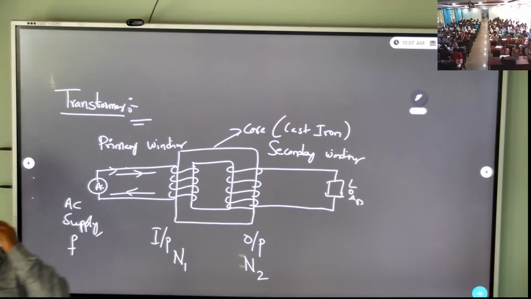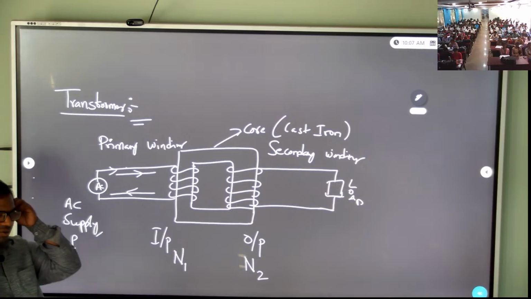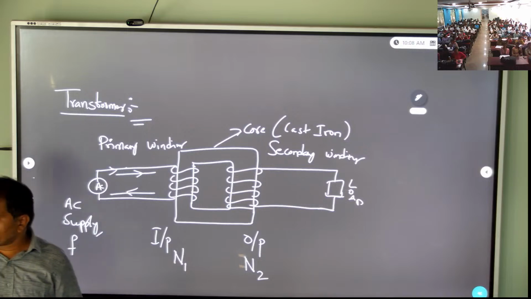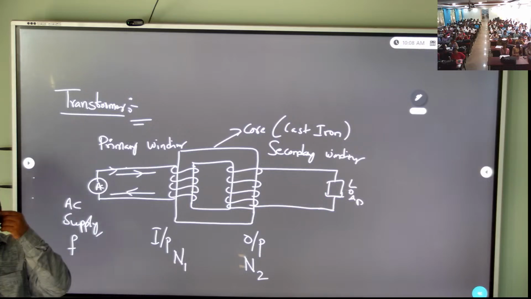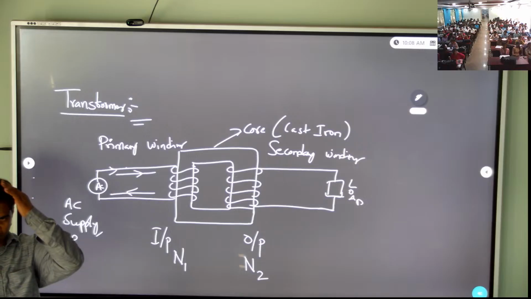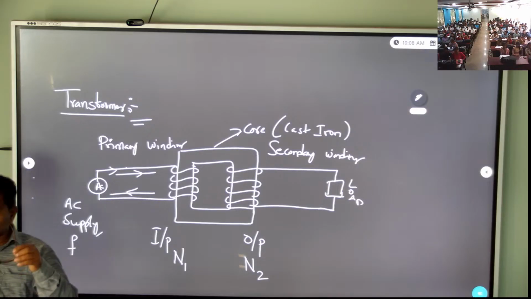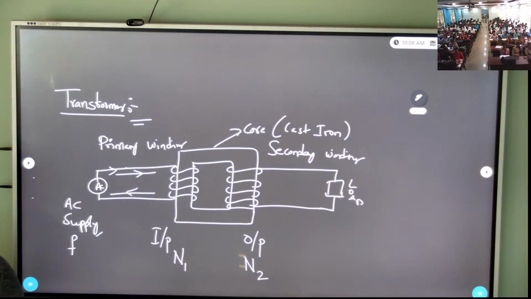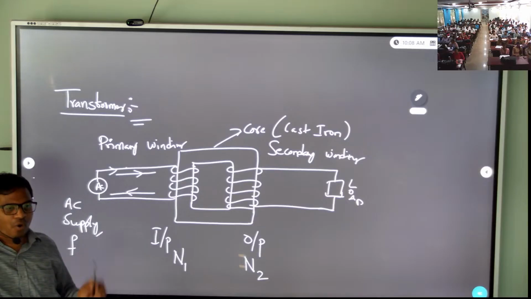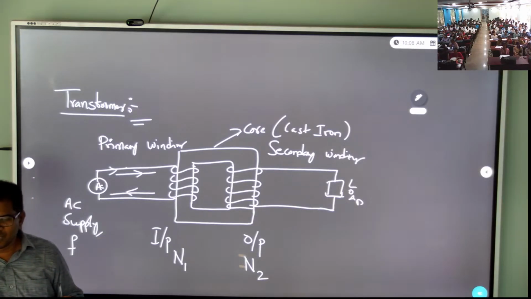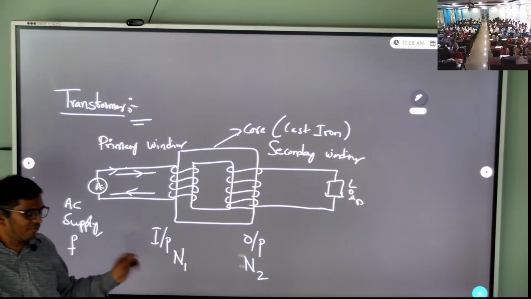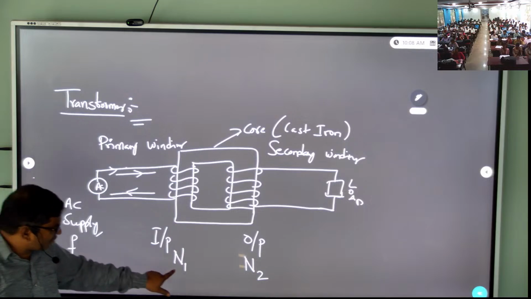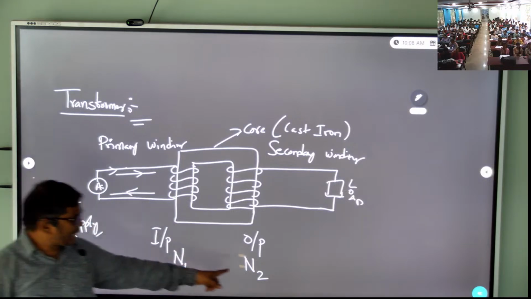Now with respect to this, how many windings are there? Two windings are there. What are they? Primary winding and secondary winding. So each winding is wound with a number of turns. How many turns? Maybe N1 turns, maybe N2 turns, where 1 indicates the primary and 2 indicates the secondary.